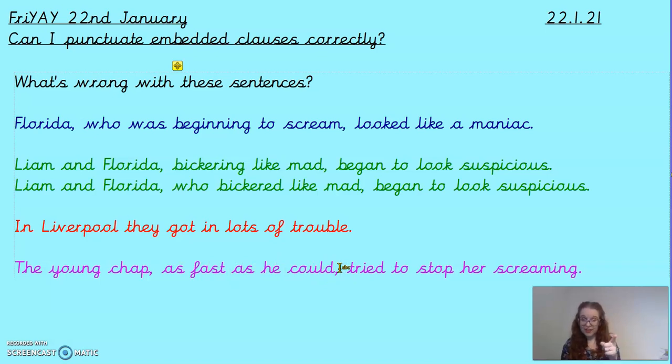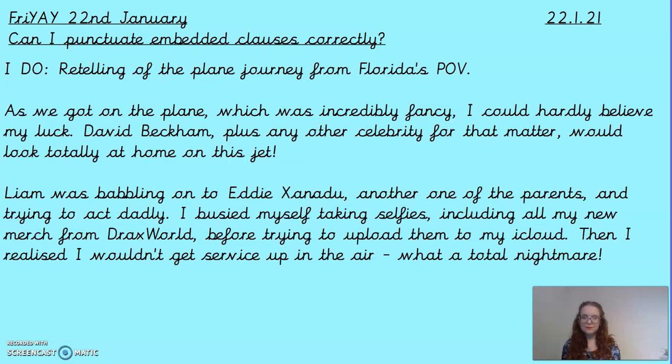Now we can double check that this is an embedded clause by taking out that sandwich. And now it reads, the young chap tried to stop her screaming, which is true. That does make sense. However, we can add in extra information. The young chap is trying to stop her screaming, but he's doing it as fast as he can, which tells our reader that he is super, super anxious to get her to stop screaming. Well done if you spotted those mistakes. Let's go on to the next page.